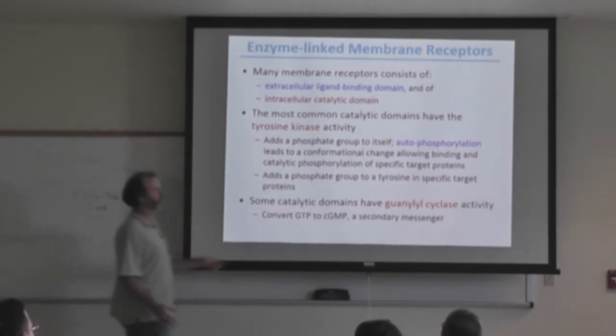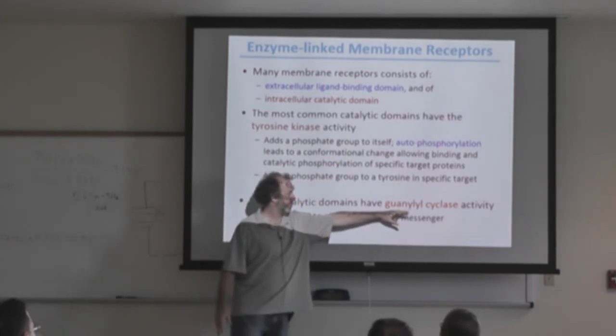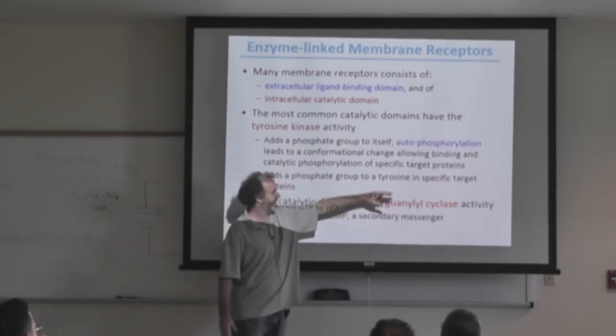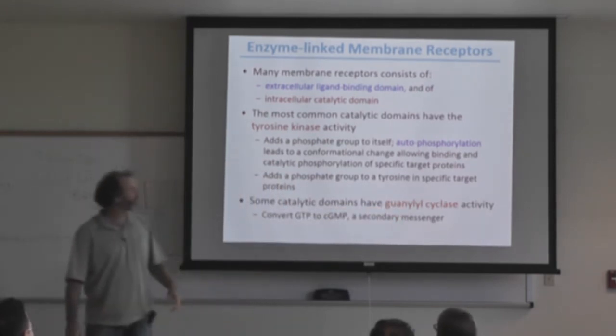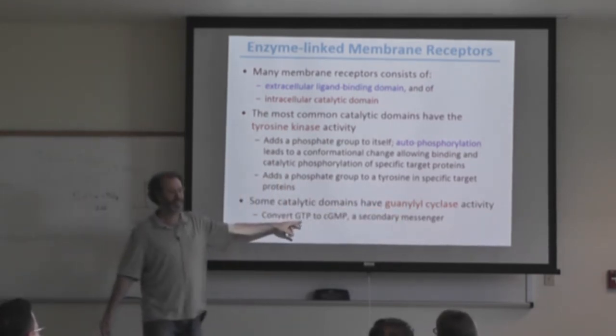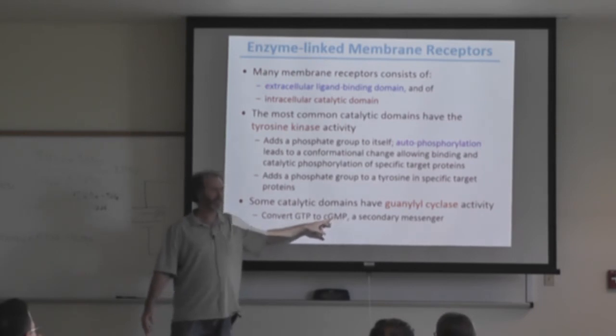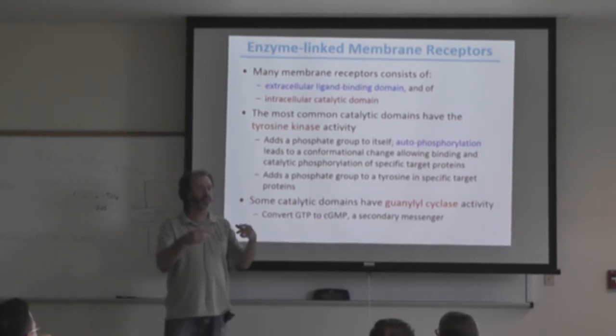So what do you think guanylyl cyclase activity will do? Yeah, it'll convert GTP into cyclic GMP, which is very similar to cyclic AMP, right? But instead of the A, you have the G. So it's like a different handle, so it'll be recognized by different things.